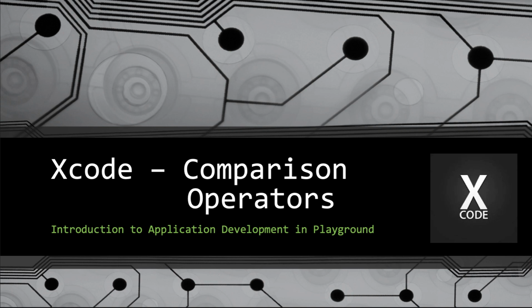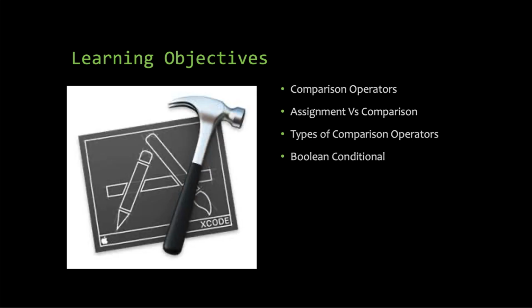We're going to be having a look at the comparison operator. Now, the comparison operator allows us to compare two different objects, like two different variables. We're also going to have a look at the assignment versus comparison. There's a difference between the assignment to a variable and the comparison of the variable. We're also going to have a look at the type of comparison operators and the Boolean conditional that they make.